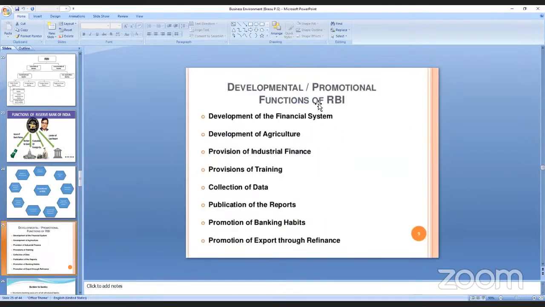And here we have some of the developmental promotional functions of RBI. It will be development for the financial system. It always makes the development in the system of finance. And the next one is the development of agriculture.